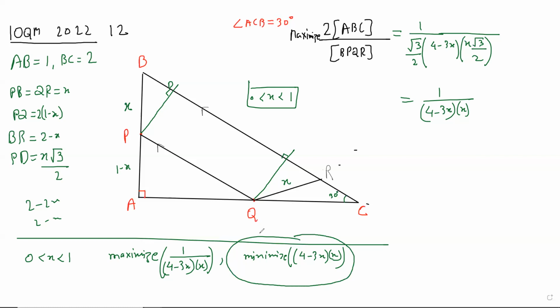Maximum will be almost 1, right? No, sorry, minimum. Minimum would be almost 1. Why? We are doing something wrong. Can you spot it?